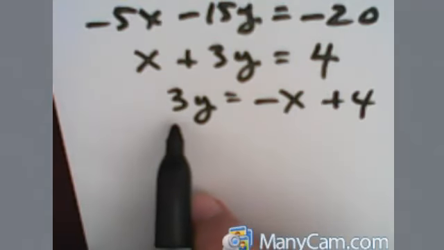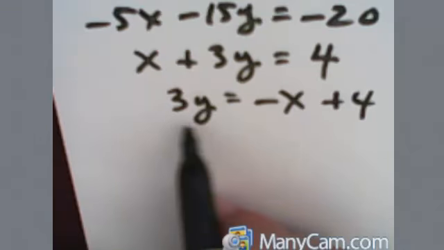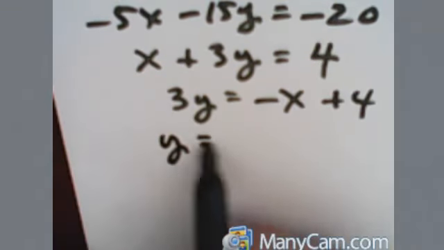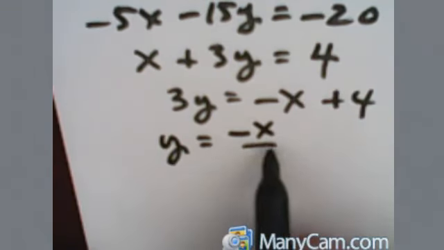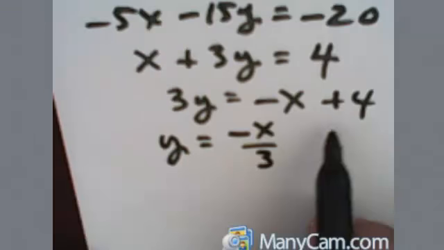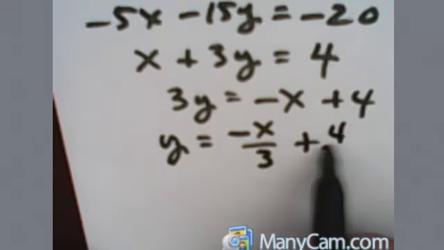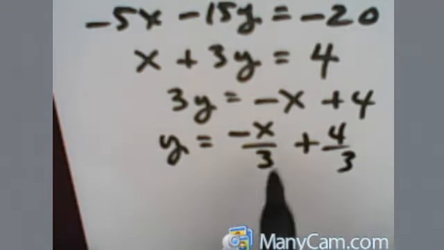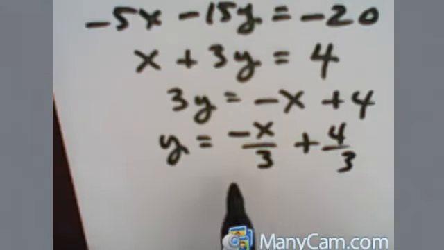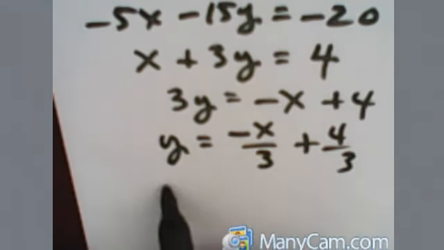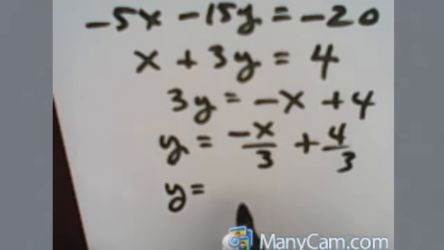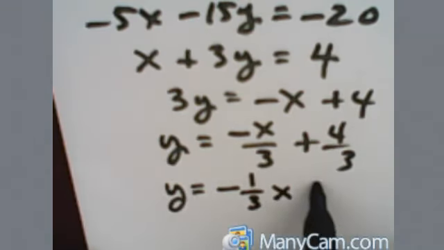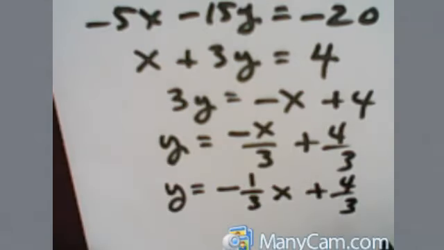Now all that remains is to divide every term by 3. Divide 3y by 3 and I get simply y. Divide -x by 3 and I get -x over 3. And then I divide 4 by 3 and I get +4/3. Now we're going to change the -x over 3 to mx, m times x, by simply taking the x from the top and putting it on the right. That leaves us with -1/3 times x + 4/3.